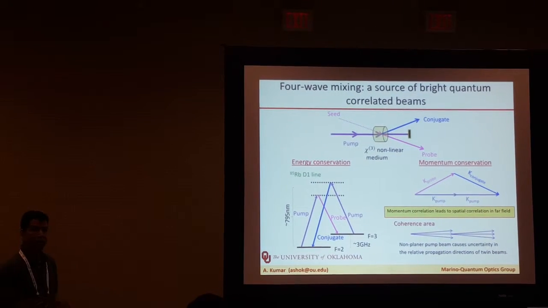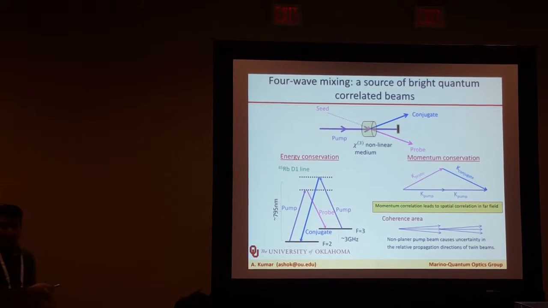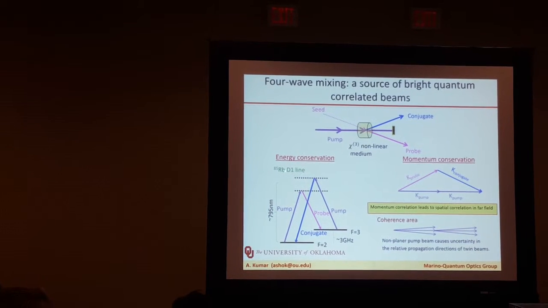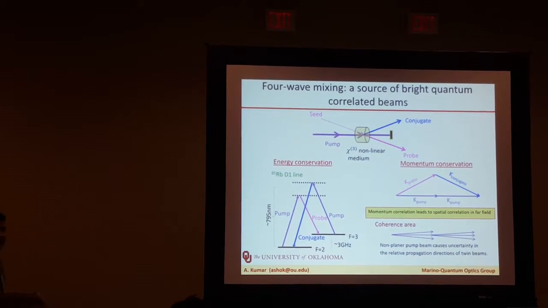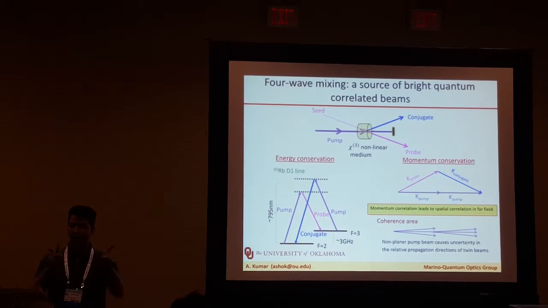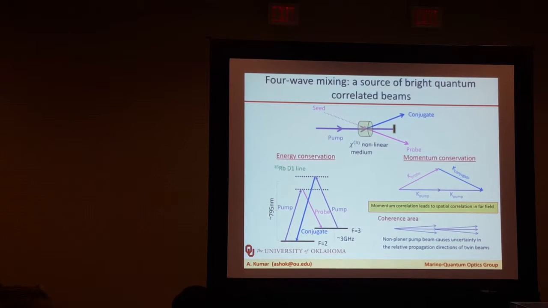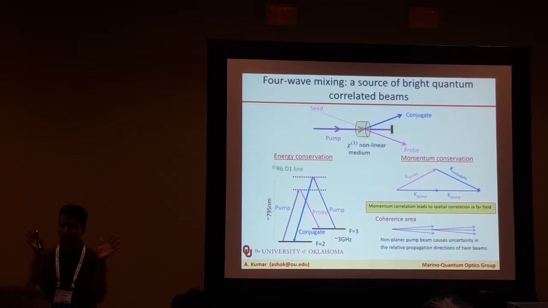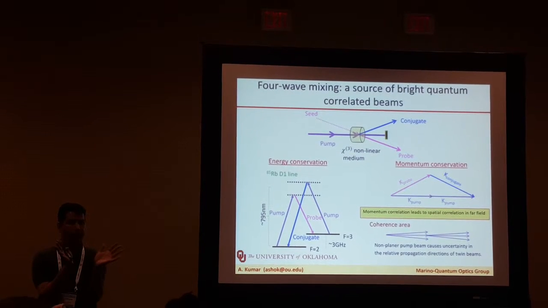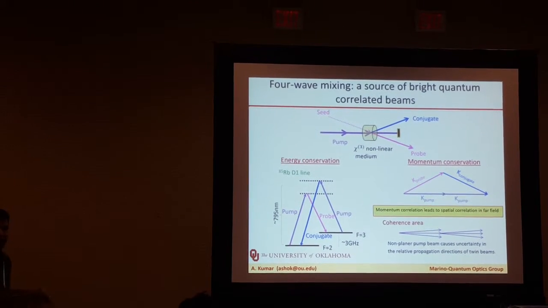As in all physical phenomena, energy and momentum have to be conserved. In this process, the energy conservation decides the frequency of the probe and conjugate beams, and the momentum conservation decides the direction of the generated probe and conjugate beams, basically the wave vectors of the probe and conjugate beams. So they are momentum correlated, and this momentum correlation of the four-wave mixing photon pairs leads to spatial correlation in the far field.